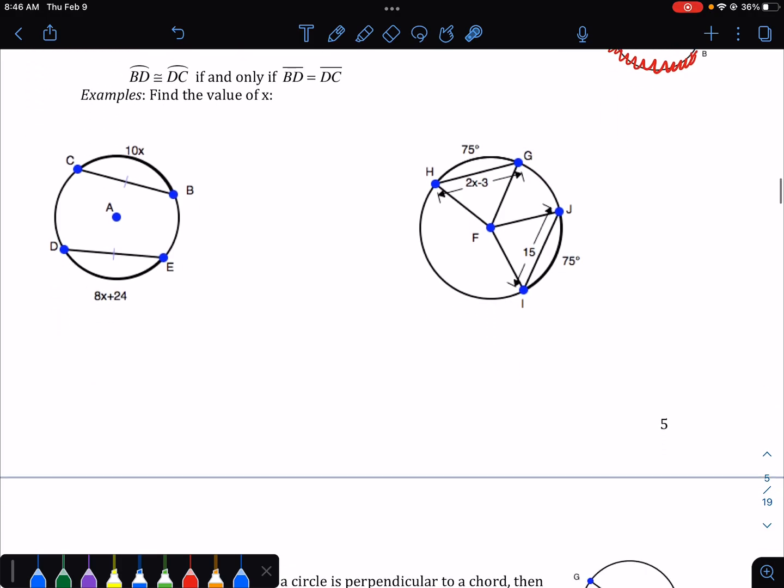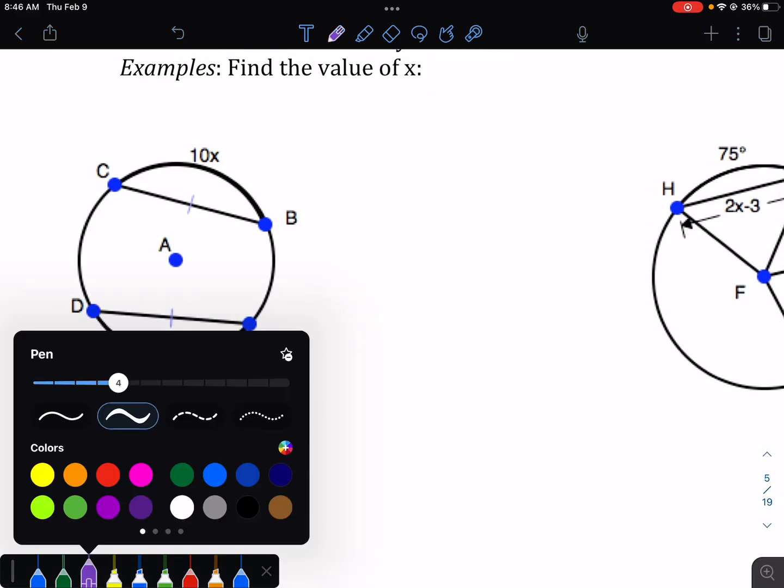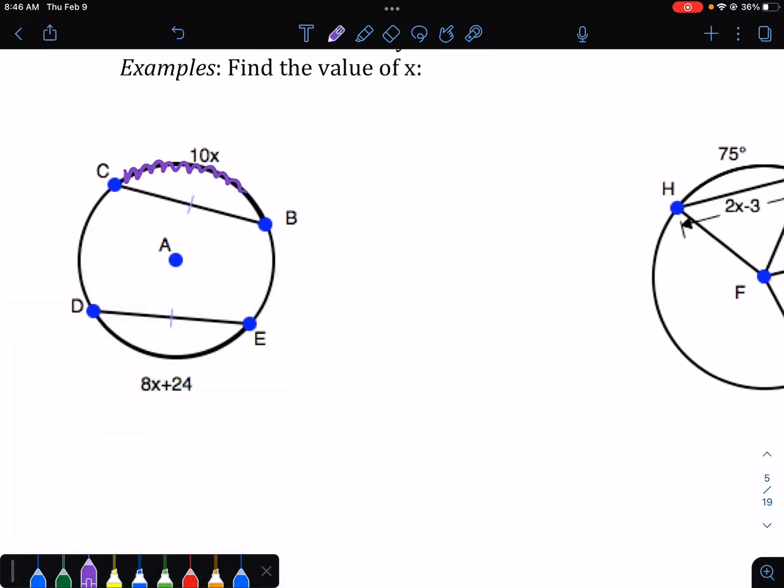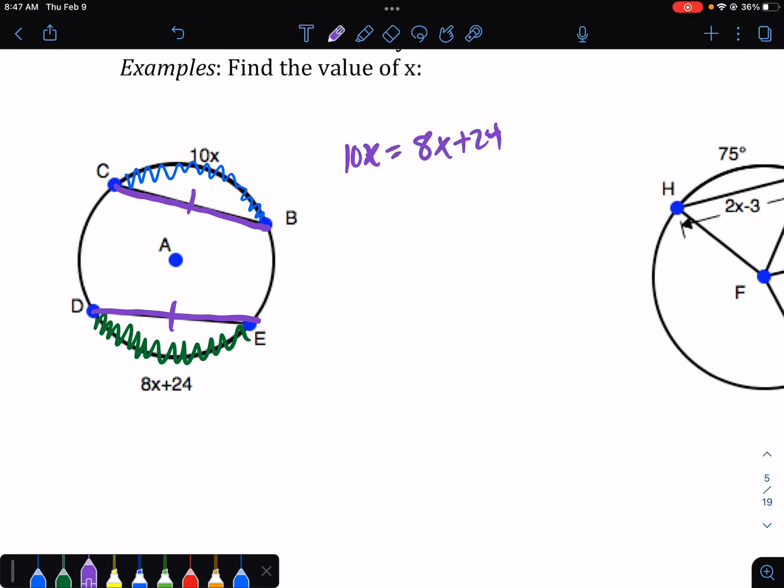So if we look here at this one, this is our minor arc that we're looking at, and this is the other minor arc. Now, if I look at the chord that's connecting those minor arcs, notice we have that those are congruent. So if the chords are congruent, then we can set the arcs equal to each other. So the measurements of the arcs have to be the same. So we set up 10x equals 8x plus 24. I'm going to subtract 8x, so I get 2x equals 24. Then I'm going to divide by 2, so x is 12.